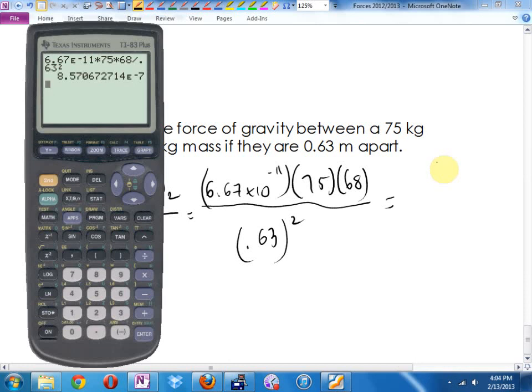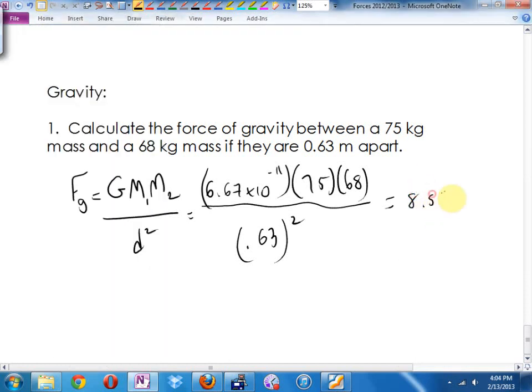8.57 times 10 to the negative 7. Units? Figure it out. Why Newtons? You're right. Why? It's a force. Turn your brain off. It's a force.